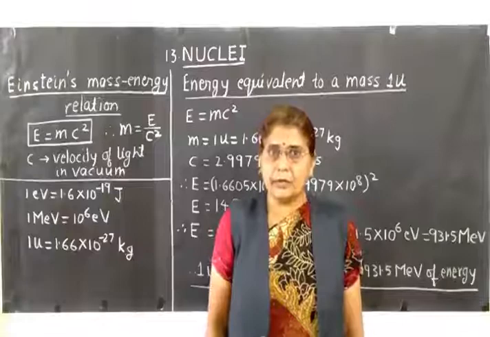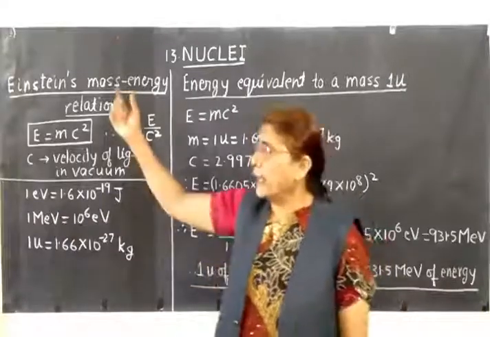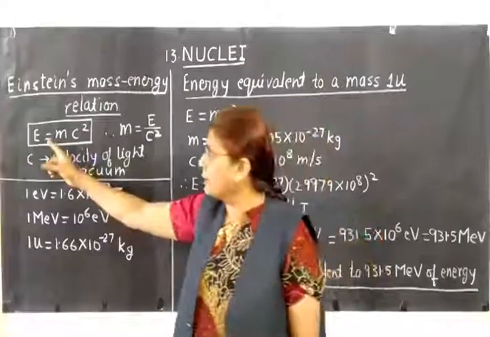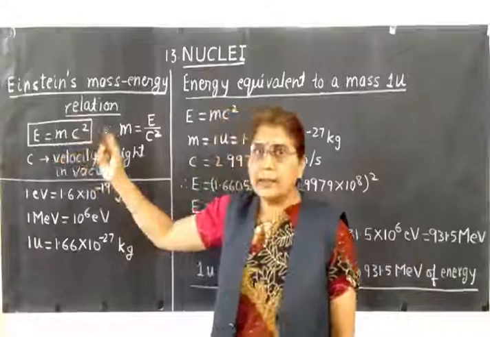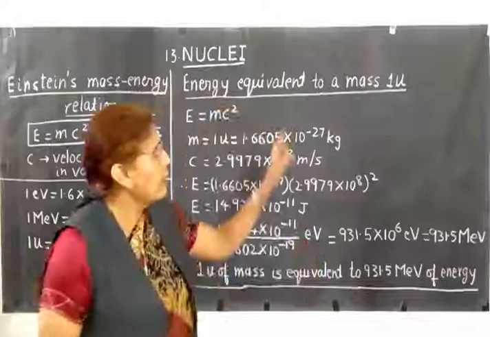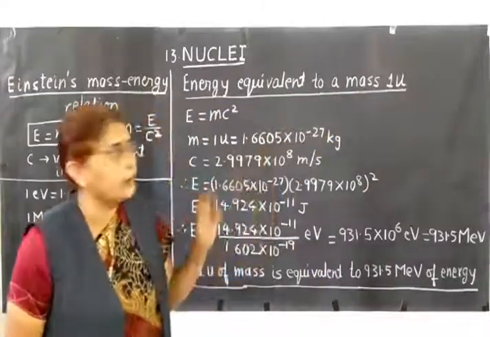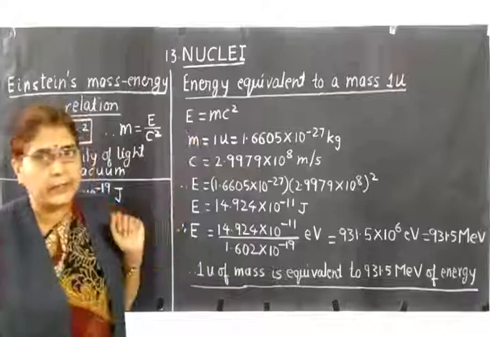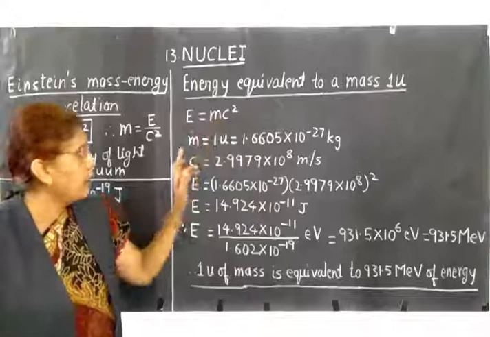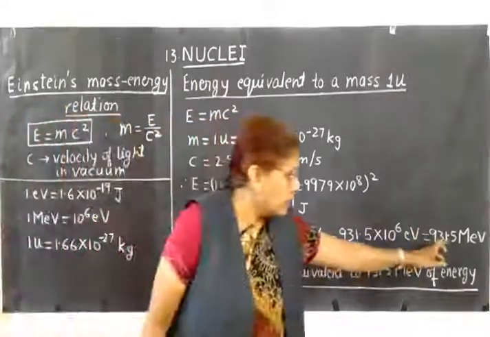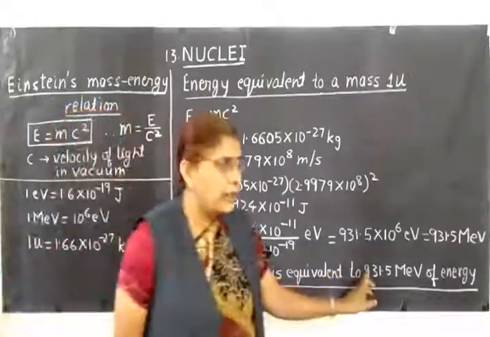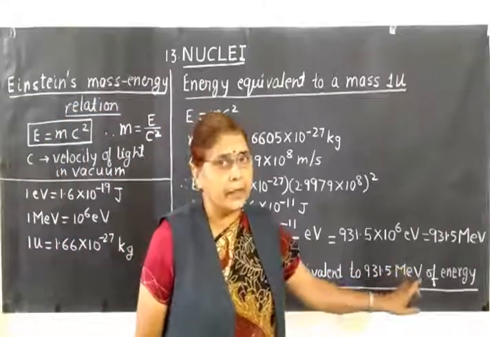Let us summarize what we have done now. According to Einstein's mass energy relation, energy and mass are equivalent, and we have the relation E equals mc square, where c is the velocity of light. Using this relation, we have converted 1 U of mass to energy. We put the value of m as 1 U. Putting the values of m and c, we got the energy E equals 931.5 MeV. So the conclusion is 1 U of mass is equivalent to an energy of 931.5 MeV.